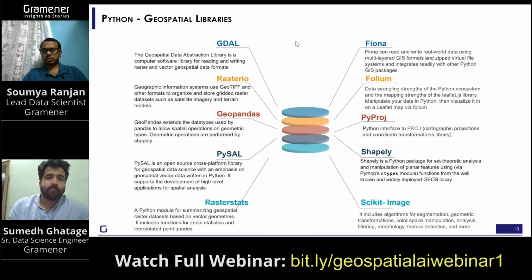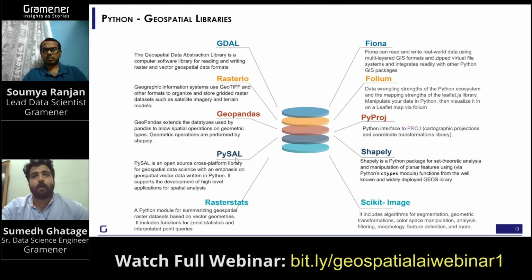So these particular libraries, including Rasterio, GeoPandas, and PySAL, have their own functionalities, and some of these libraries are built on top of each other. For example, the Rasterio library is built on GDAL, the Geospatial Data Abstraction Library. These libraries have different functionality. Some libraries can be used for vector data operations, as we have all seen through vector and raster. The GeoPandas library gives information about vector datasets, which Soumya will cover later.